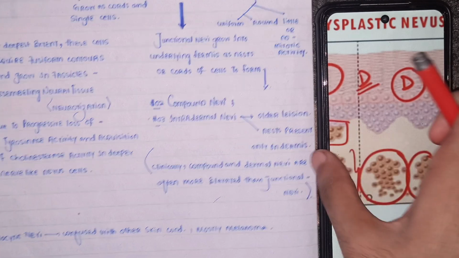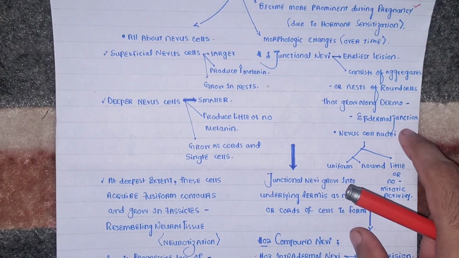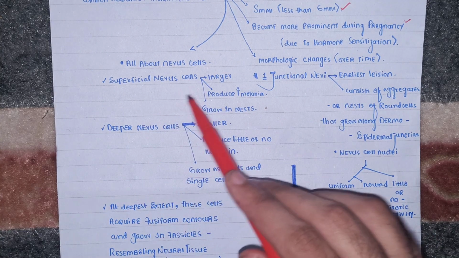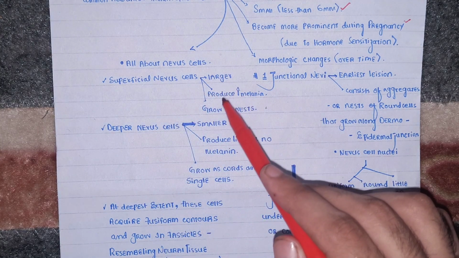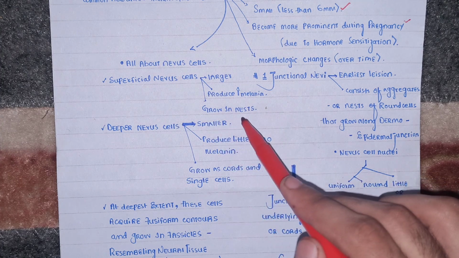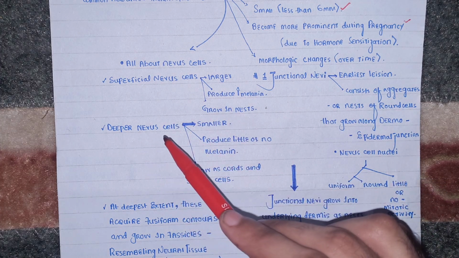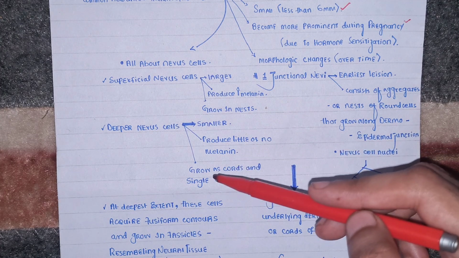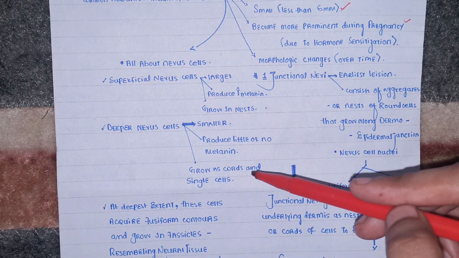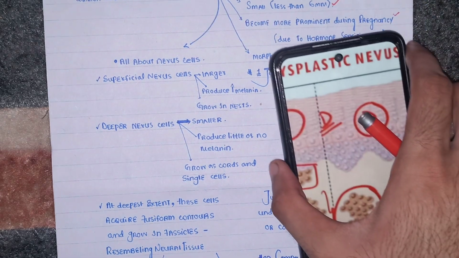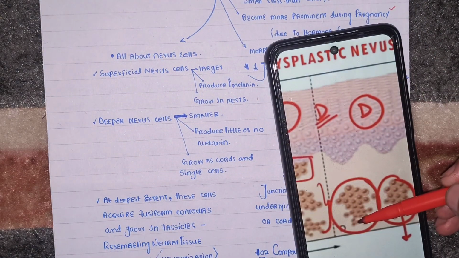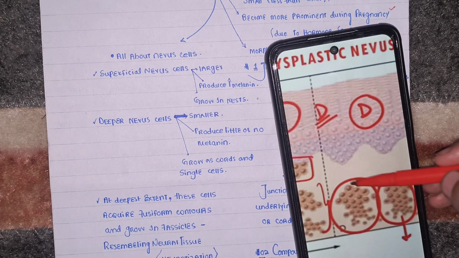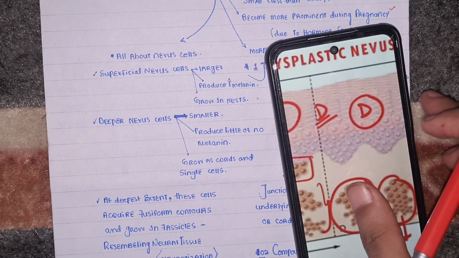Now let me take you here. The nevus cells which are superficial were larger, and they produce lots of melanin and grow in nests. The ones in the deeper layer were smaller and produce little or no melanin, and they do not grow in nests. They grow in cords, or they are like single cells. This is the difference between the cells in the superficial layer and the deeper layer.